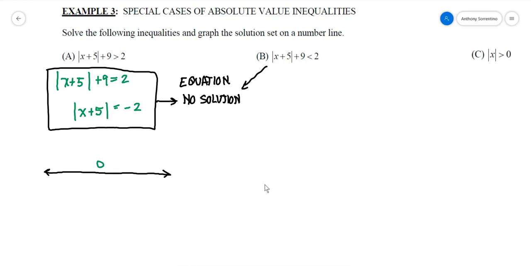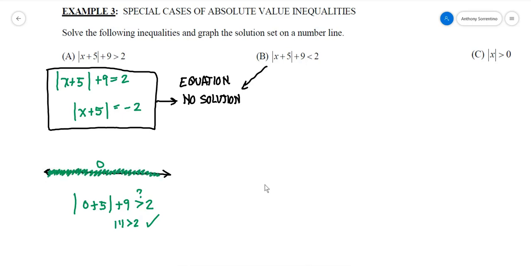Now, just because the equation has no solution doesn't mean that the inequality is going to agree with that. I chose the number 0 as a representative of something on the number line, because the number line is all I have. I don't really have any markings on here to say, hey, this splits it up into so many regions. If I do the absolute value of 0 plus 5 plus 9, is that greater than 2? Well, this is going to be equal to 5 plus 9, which is 14. Is 14 greater than 2? It sure is. And since 0 makes a solution, therefore anything on the number line is going to make a solution.